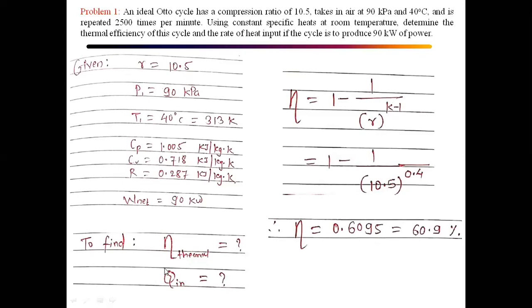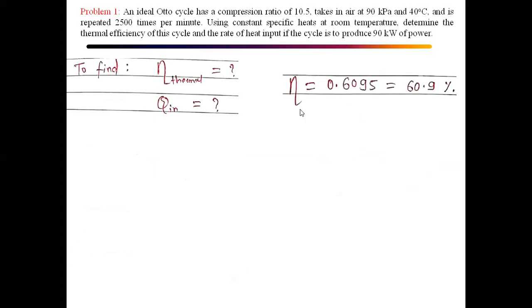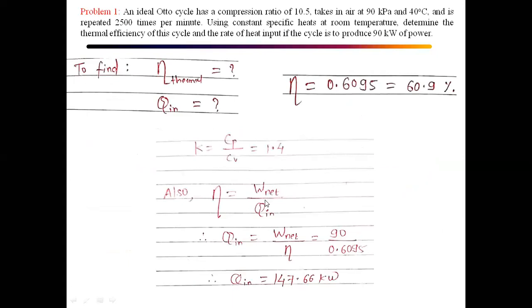Okay, now we have to calculate Q in. To calculate the Q in, the power output is given, which is 92 kilowatt. So we know another equation for the efficiency, which is equal to W net by Q in. So efficiency is known, net power is known, so the only unknown is Q in. We can calculate the Q in by using this equation, which is 147.66 kilowatt. So it is a simple numerical, right?